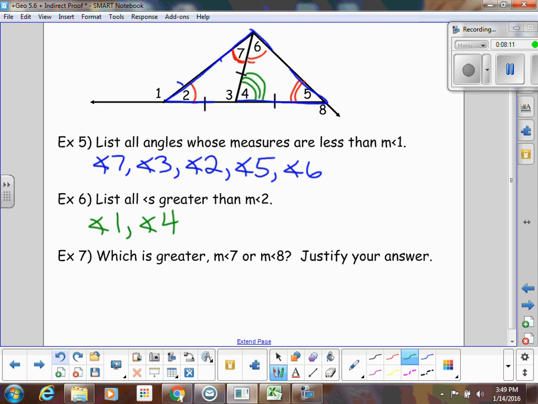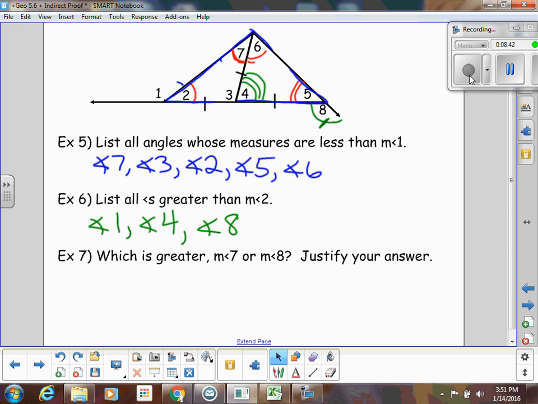And then let's see, do we know anything else? We also know that angle 8 is an exterior angle way out here. So it's an exterior angle for this blue triangle, so that means it has to be greater than 2, which is a non-adjacent angle with angle 8. So angle 8 is also greater than angle 2.